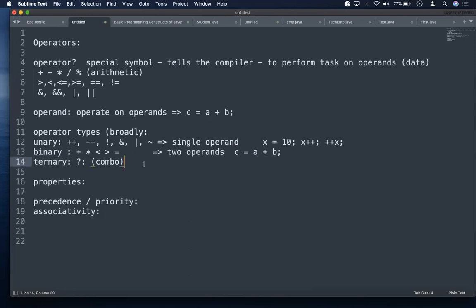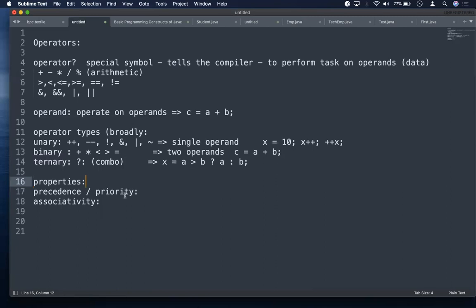Then we have a ternary operator, which has a special syntax, something like x equal to a greater than b, then a, else b. Something like that it will be there, and I will be explaining this ternary operator in detail. Then coming to the properties of these operators.